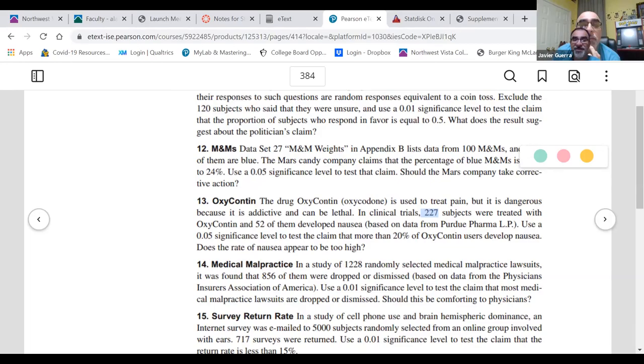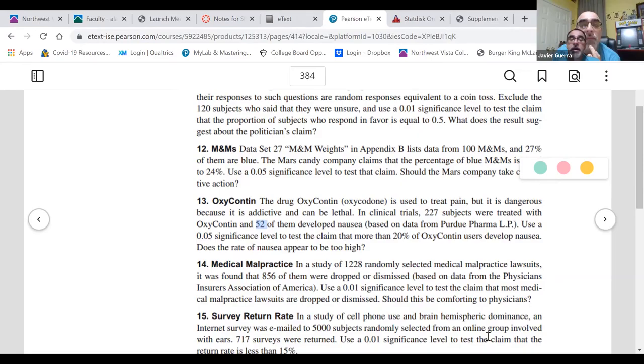What is the number of successes? The number of successes are the ones that developed nausea. What is it? 52. Correct. Now Enriqueta doesn't want to answer no more. I'm sorry. It was Desiree's fault. Right, 52. 52 and 227 is your N and your X.